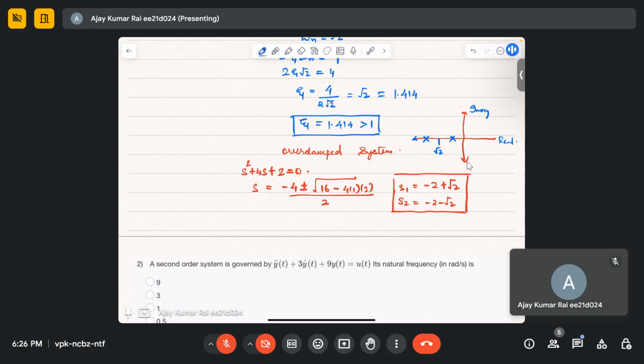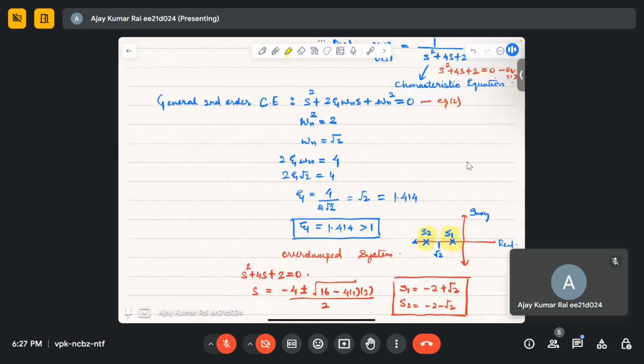So you have studied, this is s1. I think I'll just mark it s1 and s2 differently. This is s1, this is s2. s2 is more negative. If you see these two roots, they are lying on the negative real axis. Both are negative. So if roots are lying like this, we say the system is overdamped.